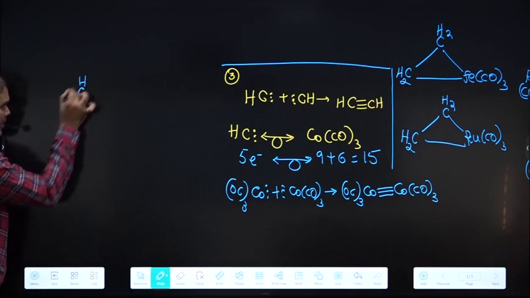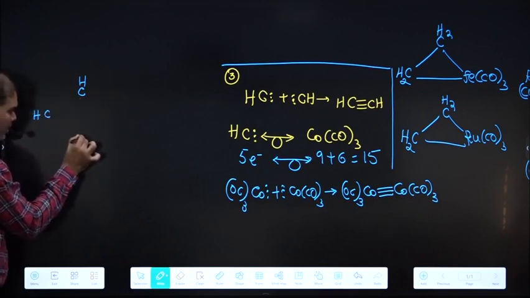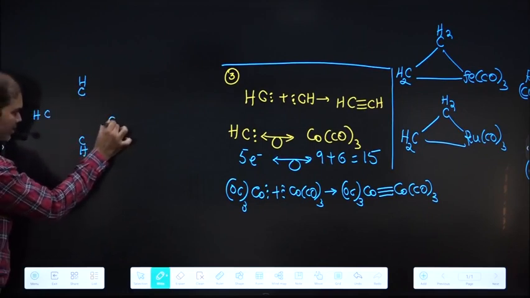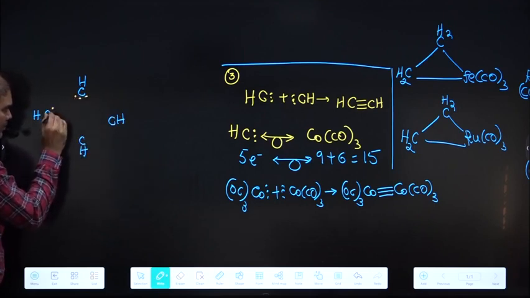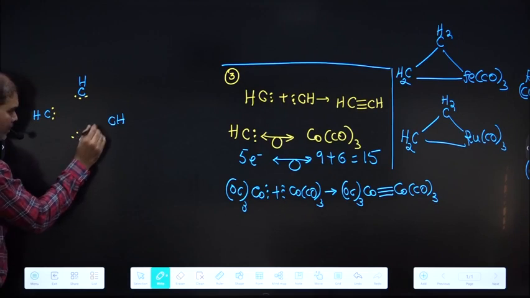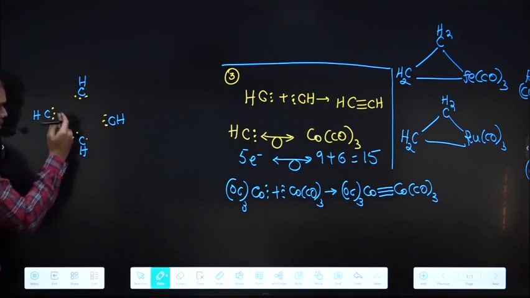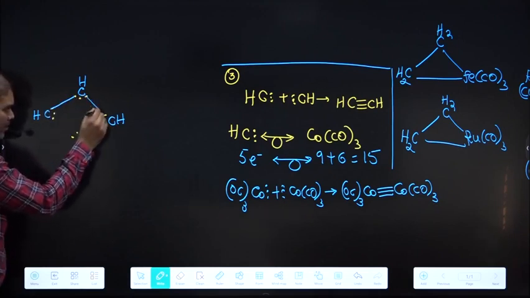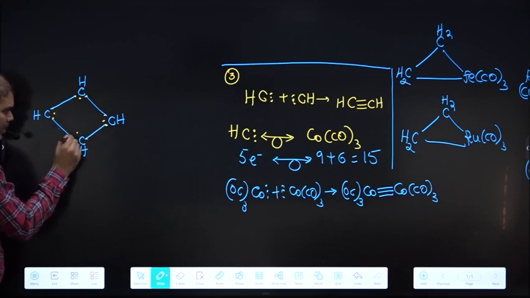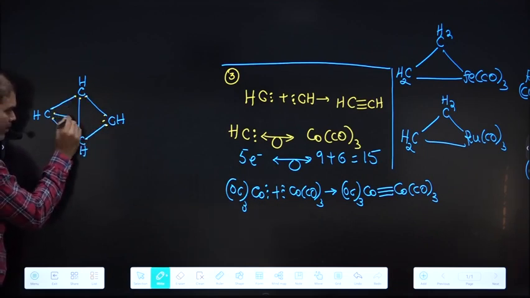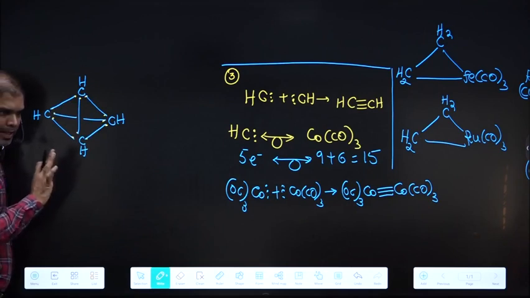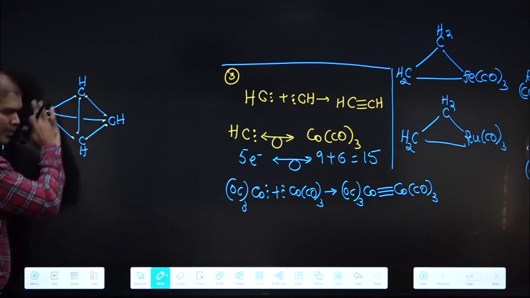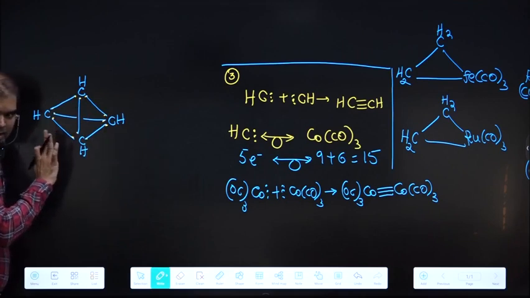I am putting a CH. I am putting a CH. How many electrons are present? Just try to put the bonds. One bond between this, one bond between this, one bond, one bond, one bond, one bond. So what structure are you getting? You are getting a tetrahedral structure. If I take 4 methylidynes, I can get a tetrahedral structure.